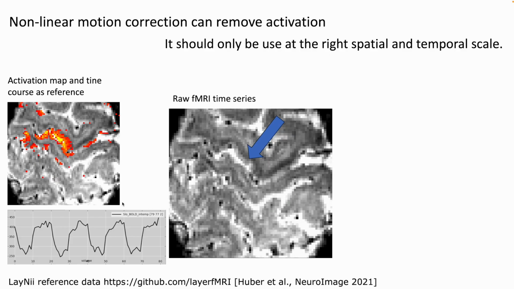These nonlinear motion estimations, however, also have their limits. They need to be applied at the right spatio-temporal scale and need to be constrained to that scale. So here we have an example of a very strong task, a tapping task with a clear on-off paradigm, where in the raw data you can even see here at the blue arrows that it's getting dark, bright, dark, bright.